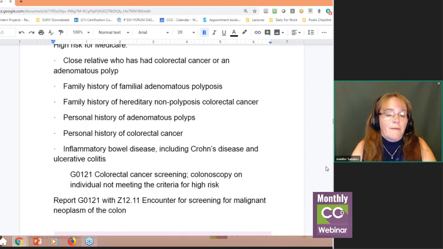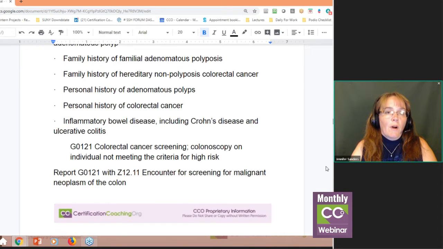service done more often, where the G0121 is the other HCPCS code we're going to use for screening for Medicare patients, which is why this is so important to distinguish between what service we're performing. These are people who don't have a high risk. So with that, we're going to bill that Z12.11, that encounter for screening for malignant neoplasm of the colon.